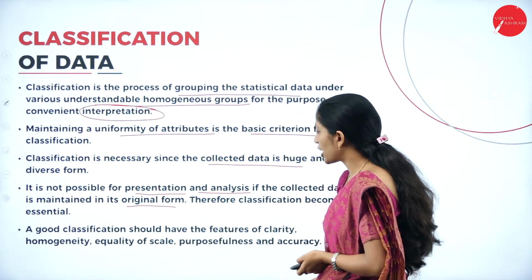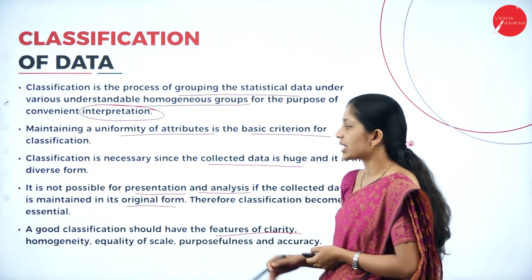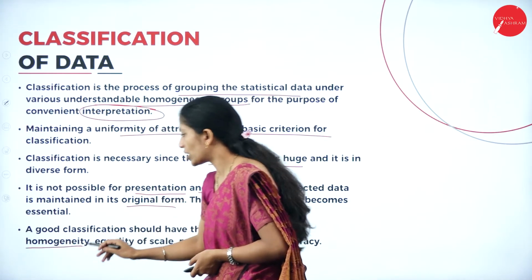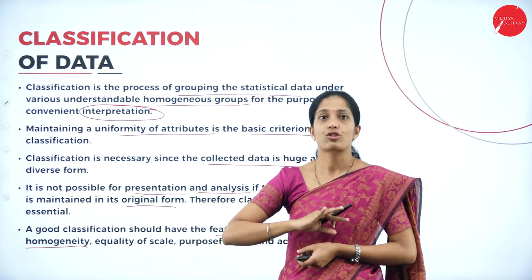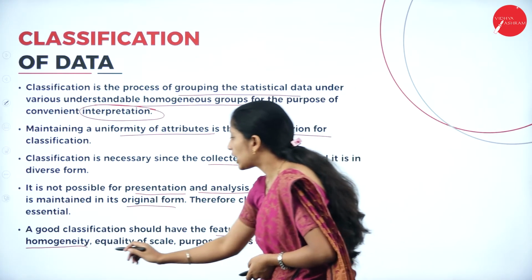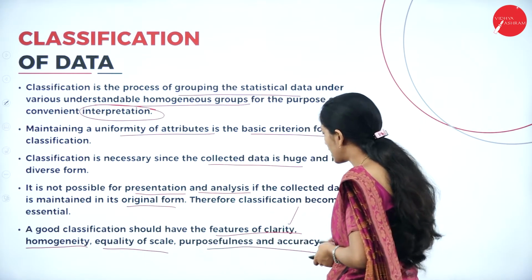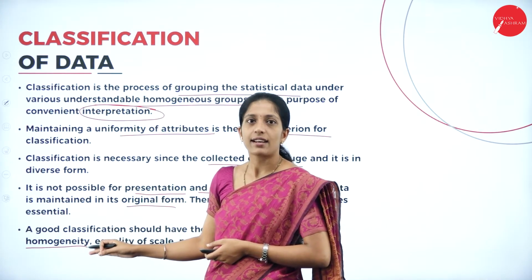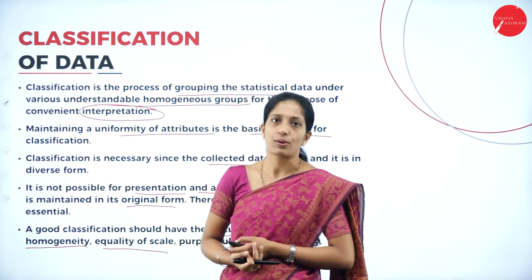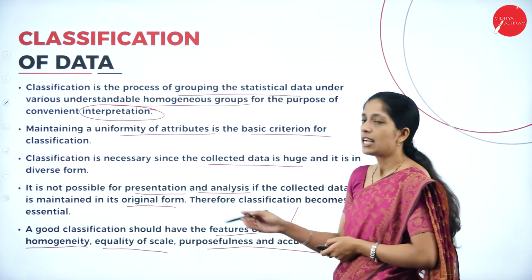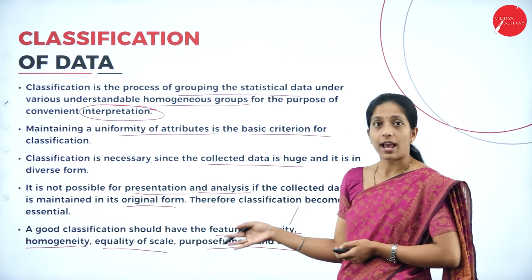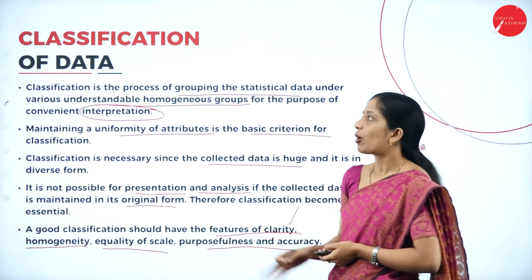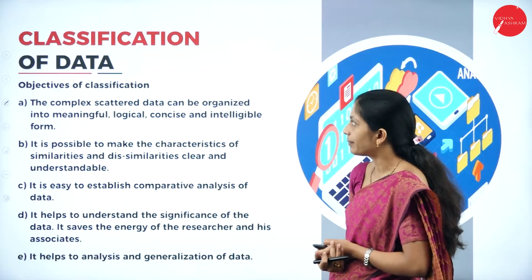A good classification should have the features of clarity, homogeneity, equality of scale, purposefulness and accuracy. There should be clarity, and at the same time the data has to be homogeneous in nature. These are the criteria a classification should have: clarity, homogeneity, accuracy, and equality of scale. So this is about classification of data.